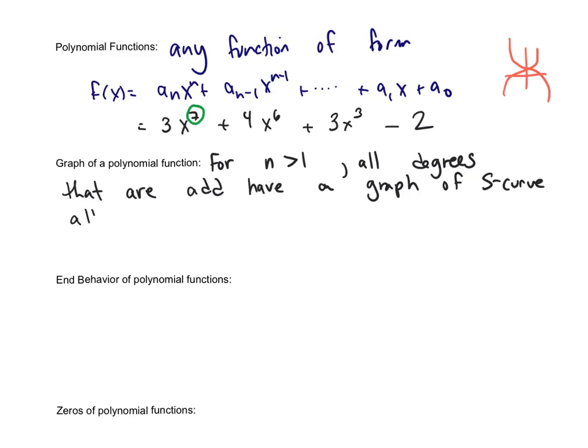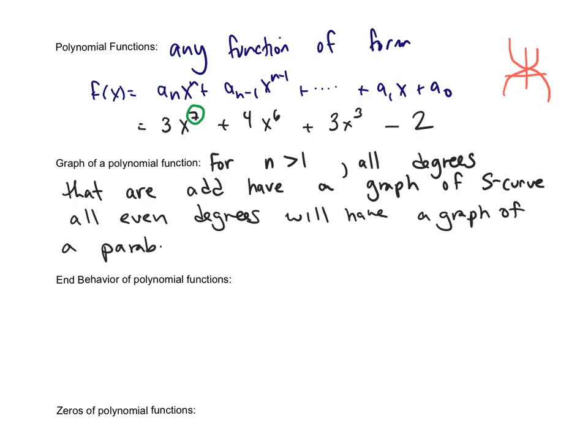And then all even degrees will have a graph of a parabola. So if I have, say, an 8th degree function, it might look something like this. Now, it could do lots of little things like that, but in general, you're going to see it looks something like a parabola. And again, it could also be turned the other way. It could look like that. So any polynomial function, its graph is really determined by that highest power, by the degree.